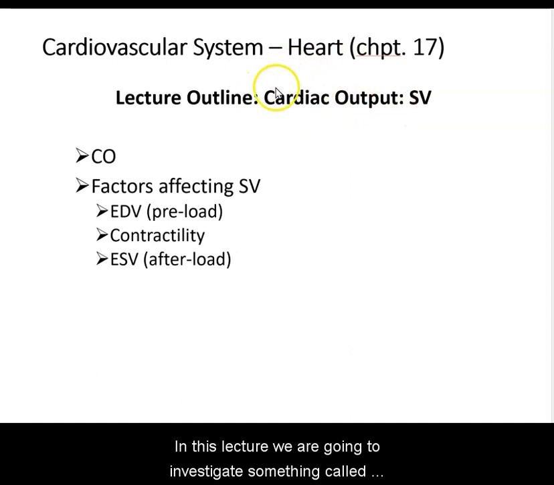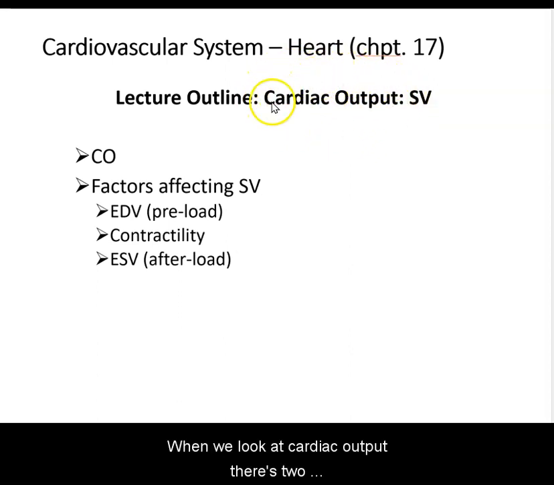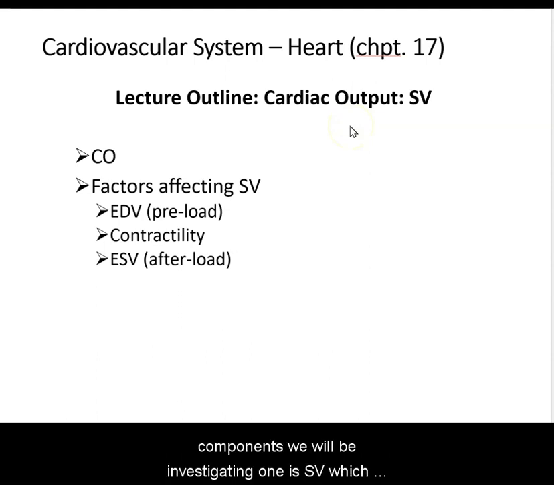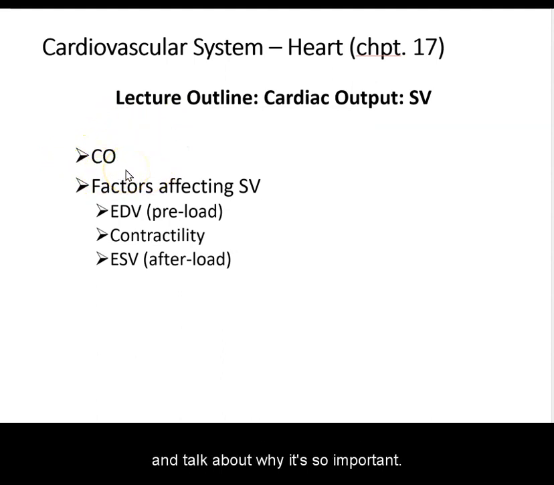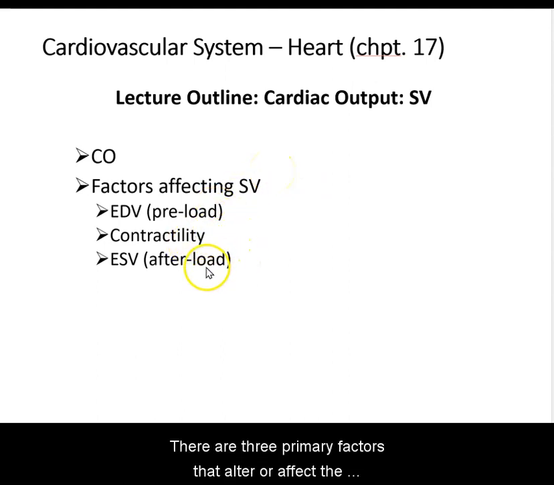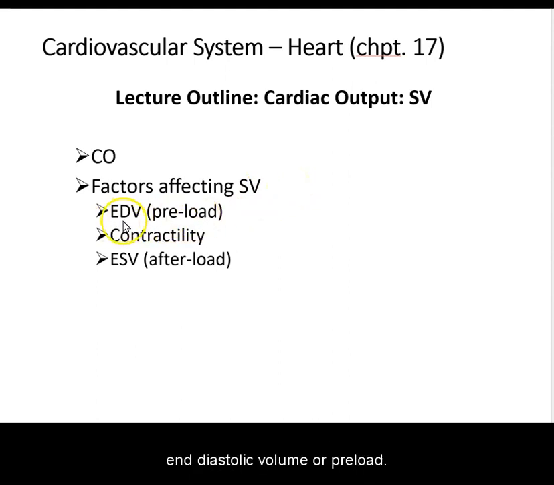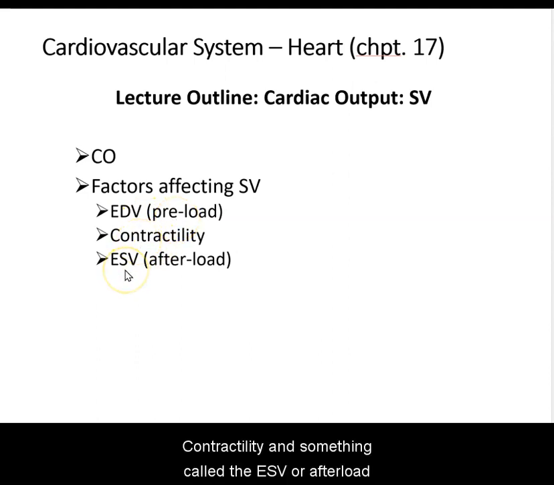Something called cardiac output. When we look at cardiac output, there are two components we will be investigating. One is SV, which you know is stroke volume, and the second is HR, known as heart rate. In this lecture today, we are going to define cardiac output and talk about why it's so important. Then we're going to focus on stroke volume. There are three primary factors that alter or affect the stroke volume. They are the EDV, end diastolic volume or preload, contractility, and something called the ESV or afterload.